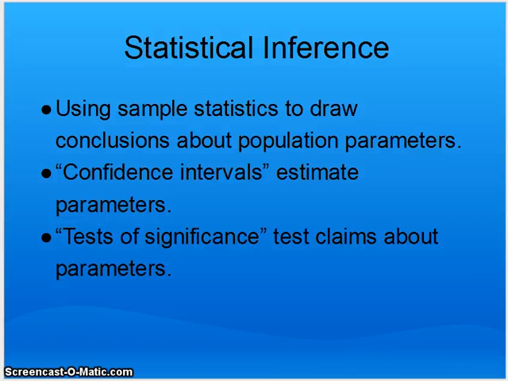Statistical inference is about using sample statistics to draw conclusions about population parameters. There are two kinds of inference that we generally do. One is to estimate parameters using what we call a confidence interval, and we'll look in later videos at how confidence intervals are generated and how they're interpreted. The other way we answer questions about population parameters is through tests of significance, which test claims about parameters. And those are the two main kinds of inference that you're going to be doing in the near future.